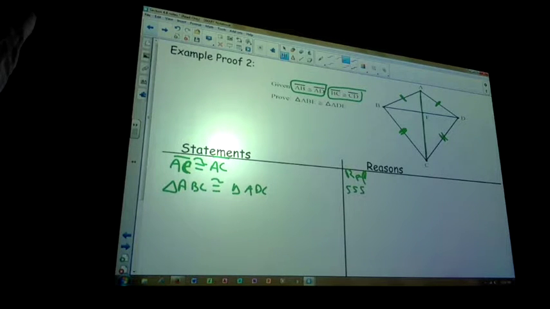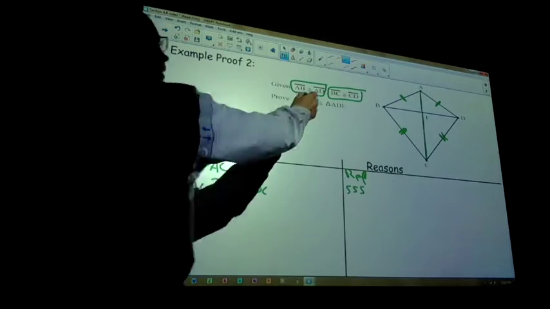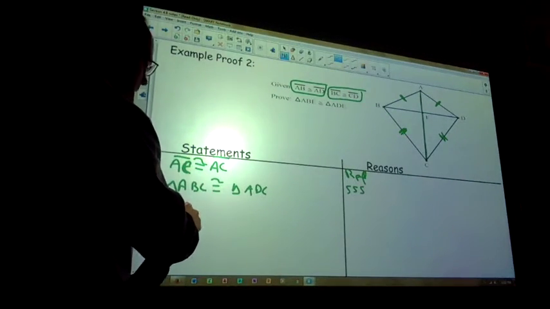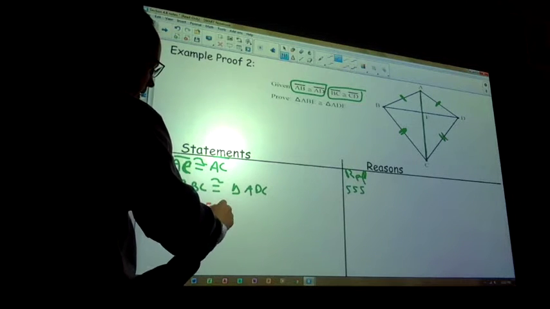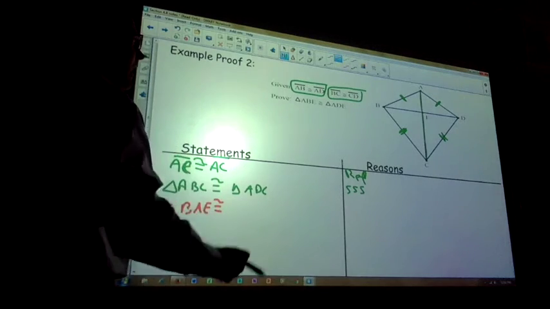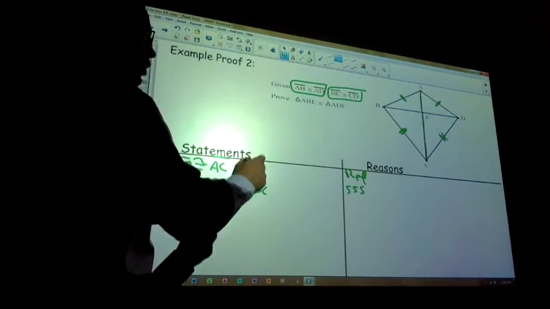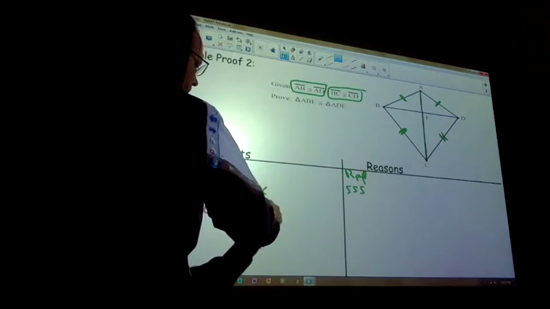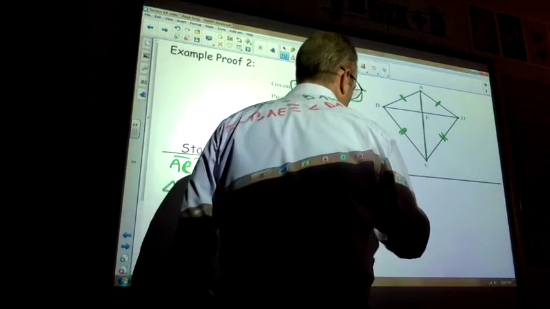Okay, how did I do this so fast yesterday? Oh boy. Okay. I didn't use the crayon, that might have been a problem. Angle BAE is definitely congruent. That's it. Oh, I got it. Angle BAE is congruent to angle DAE. And that has to do with CPCTC.